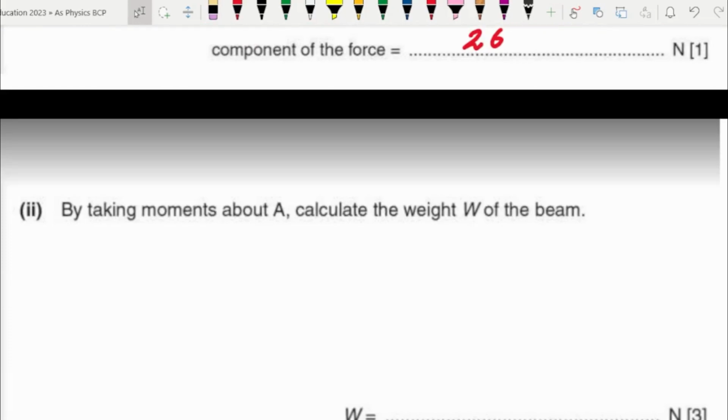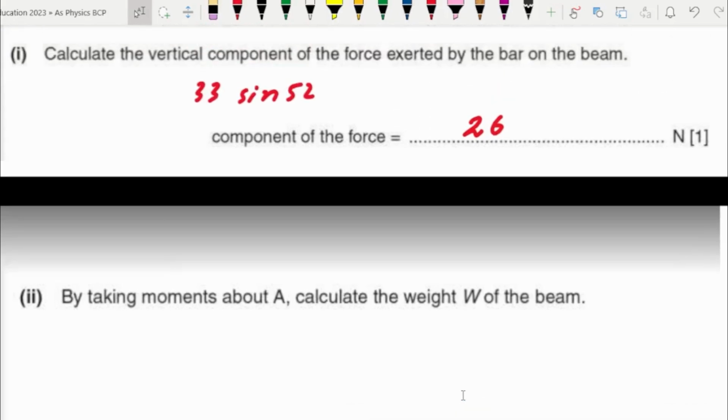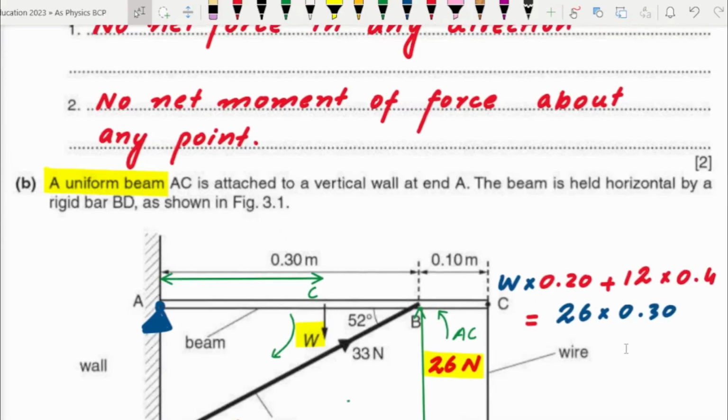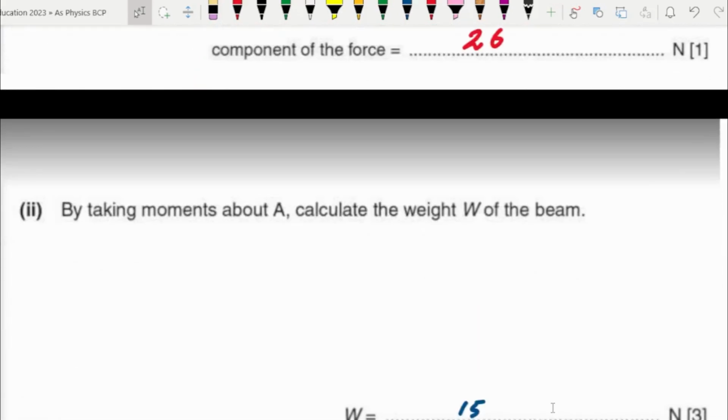So I'm not going to show the baby steps here. You do the working by yourself. The value of W that you'll be getting in 2SF would be 15 newtons. So the working is shown over here, but I have written the answer over here.